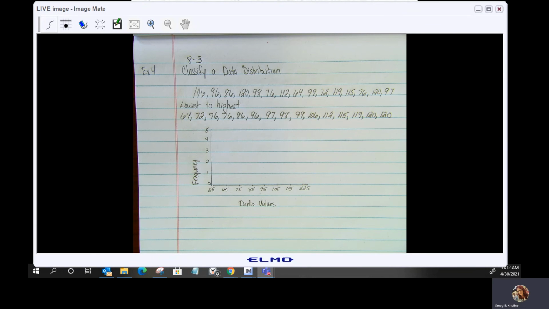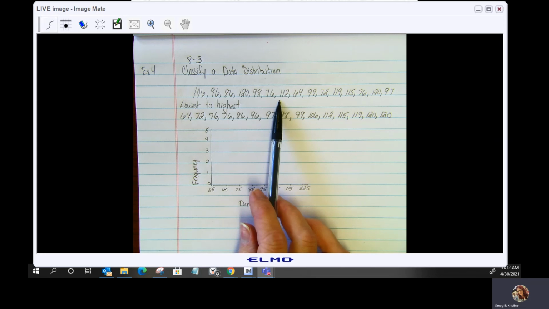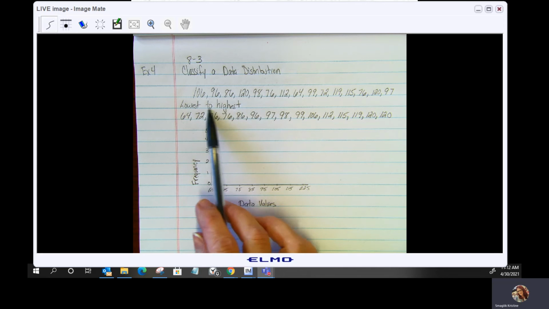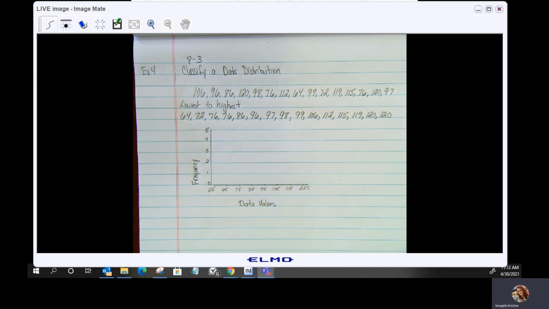In this example, we're going to classify a data distribution. So what it's asking us is, is the distribution symmetric or is it skewed? We are given this data set, and notice it is not in ascending order. So we need to move it from lowest value to highest value, and I've gone ahead and done that. We're going to take a look at this distribution both graphically and numerically by analyzing the quartiles. We can analyze the difference between the median and the mean, and therefore come to a conclusion about what kind of distribution we are working with.